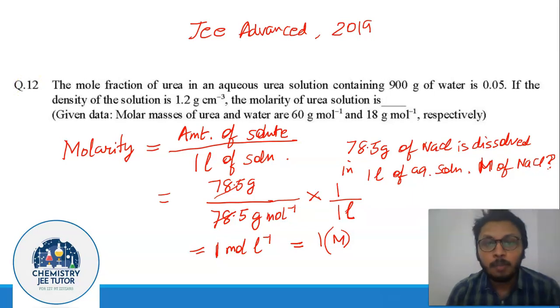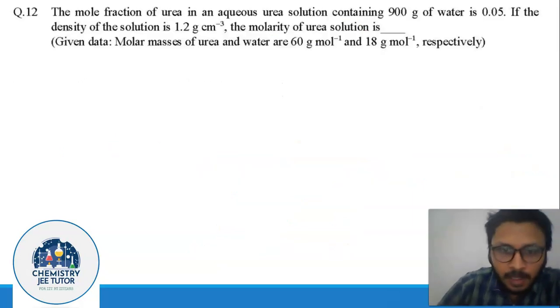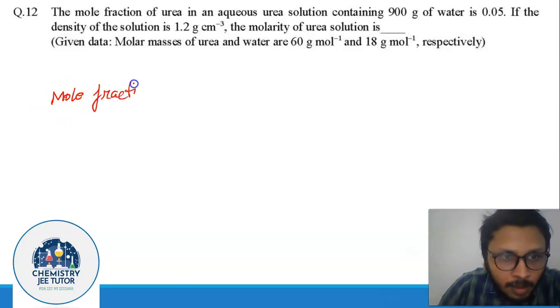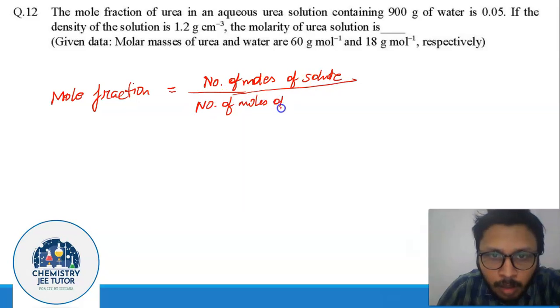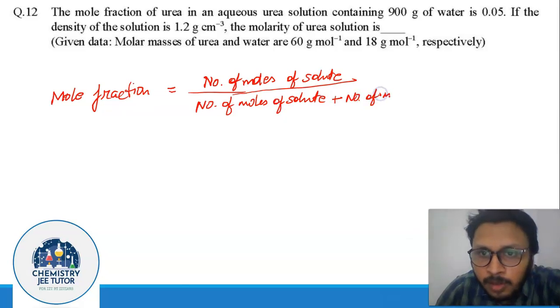Next we want to know how to calculate the mole fraction, because in the question the mole fraction of urea is given as 0.05. So let us see what is mole fraction. Mole fraction is the number of moles of solute divided by the number of moles of solute, which is the top part only, plus the number of moles of solvent. This whole should be divided.